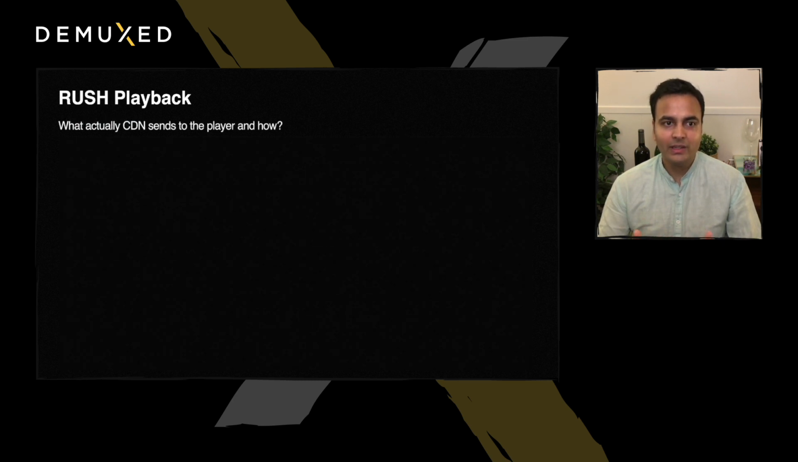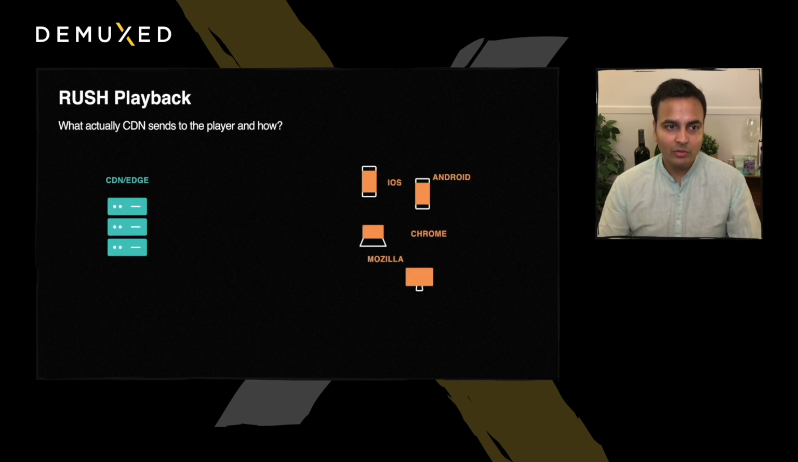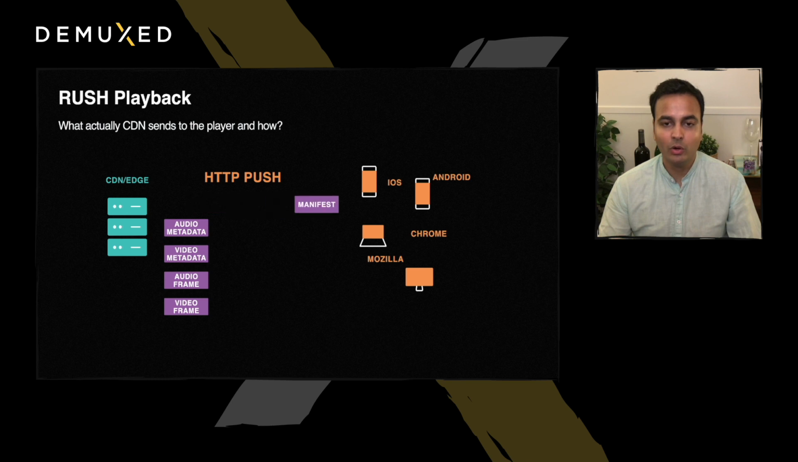Now let's understand what the CDN sends to the player and how. Like I described before, the player just needs to make one request with the subscription URL to start the playback. And it does not need to make any other request after that. The CDN uses HTTP push to send the data to the client. HTTP push is a functionality which allows the server to initiate an HTTP transaction and send a resource to the client without the client having to request it ever. The CDN uses HTTP push to push the manifest, audio and video metadata, and all the audio and video frames.